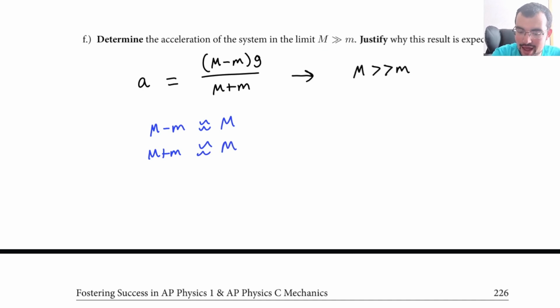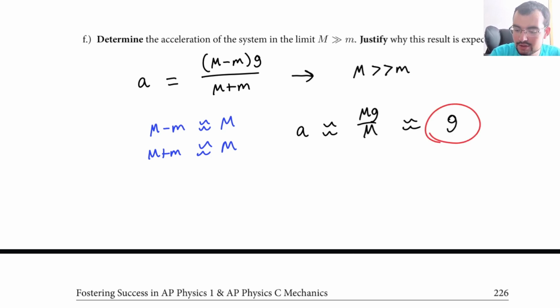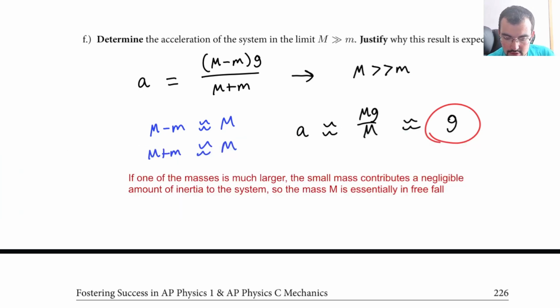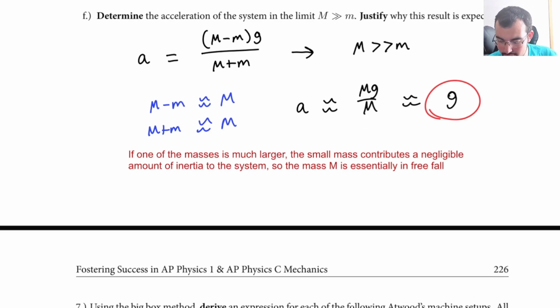So if M is much, much bigger than little m, what happens if we just say the little mass is 0? This means that the acceleration would be approximately Mg over M, which is approximately g. And that should make sense, because if you have nothing resisting your driving force, it's essentially in free fall. So the small mass essentially does nothing to fight it, so we get pure free fall.